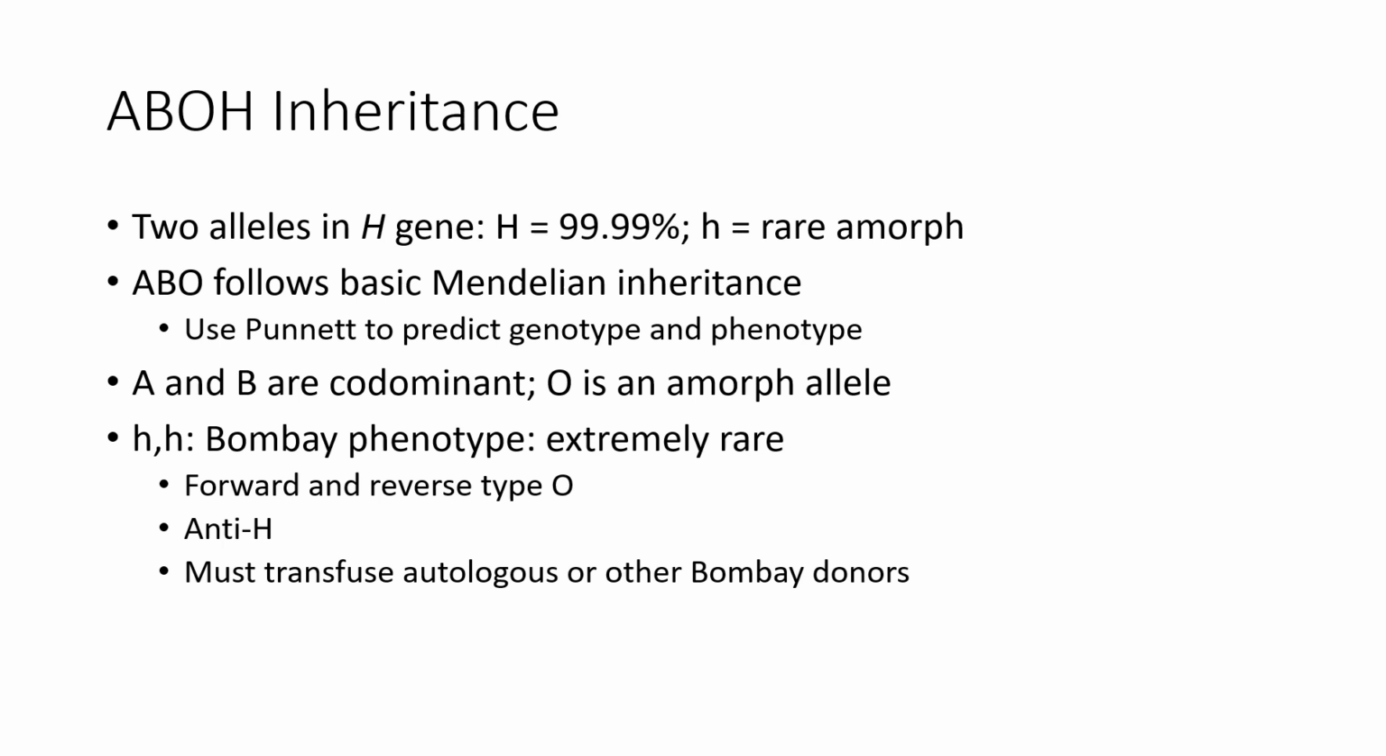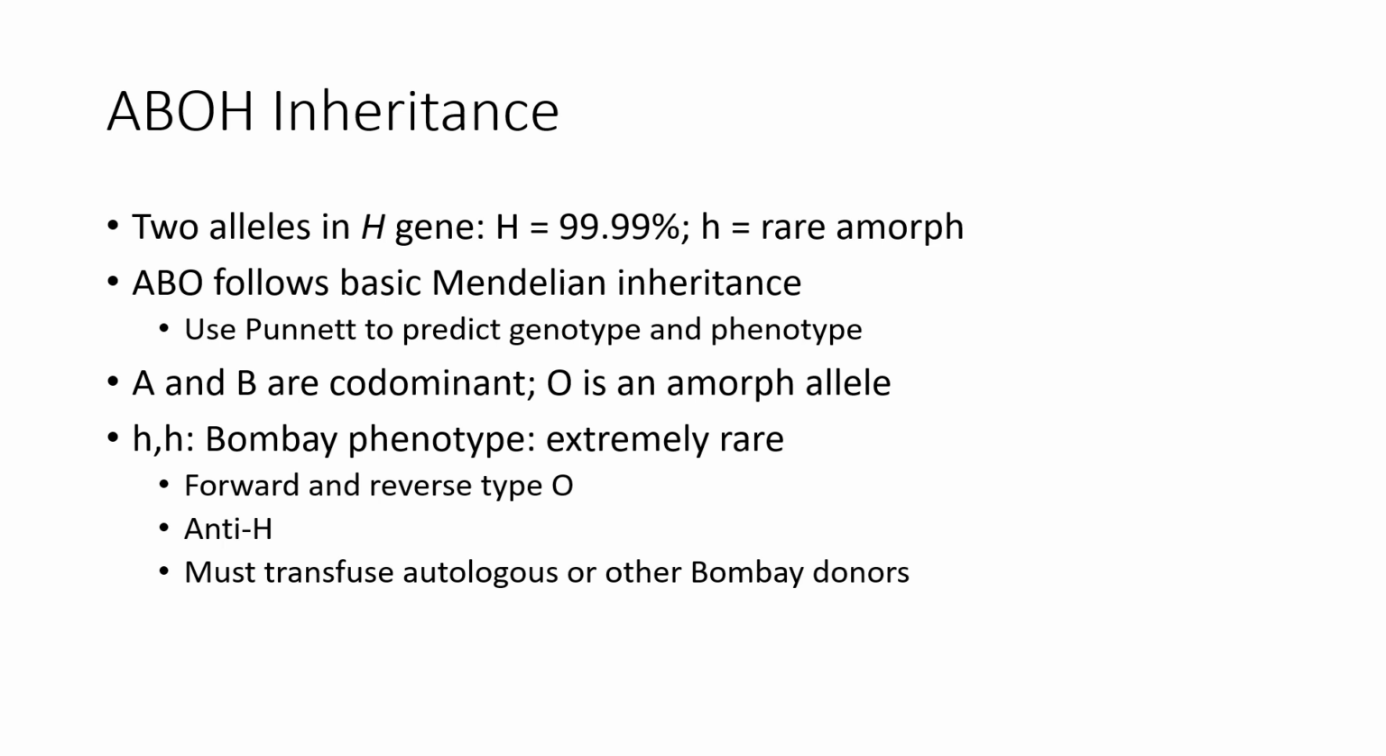Let's take a look at how A, B, and H antigens are inherited or not inherited. The H gene consists of two alleles, either big H, which is found in 99.99% of the population, or little h, which is very rare and is known as an amorph. An amorph is a gene that's unable to code for a functional protein, therefore there's no phenotypic expression.